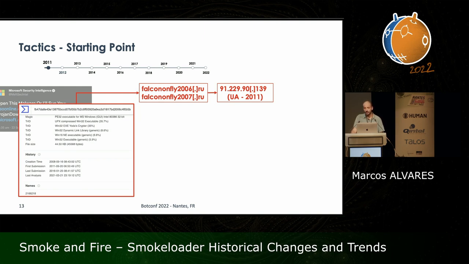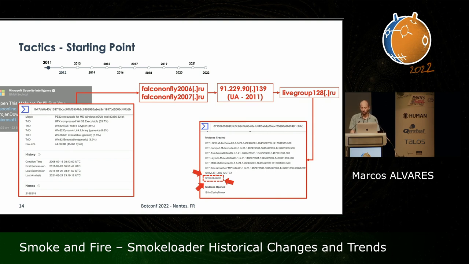But I couldn't really find any connection between this really old version and what I know about Smokeloader in modern versions. It's so different, maybe this is something else, like something was wrong. Then I continued digging the data I collected, and I found another domain resolving to this same IP address in that same period, live group 128 back then.